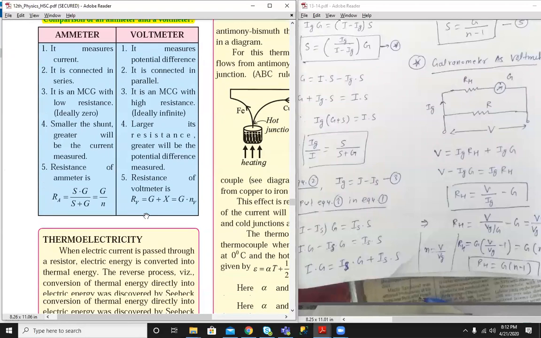Okay, so G by N, this is how many times the range we require. Here we have to multiply the range.